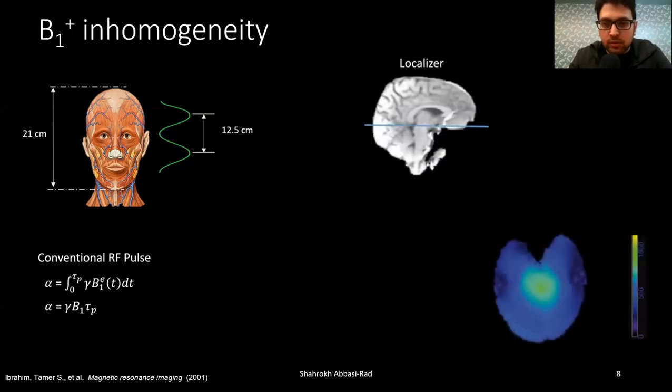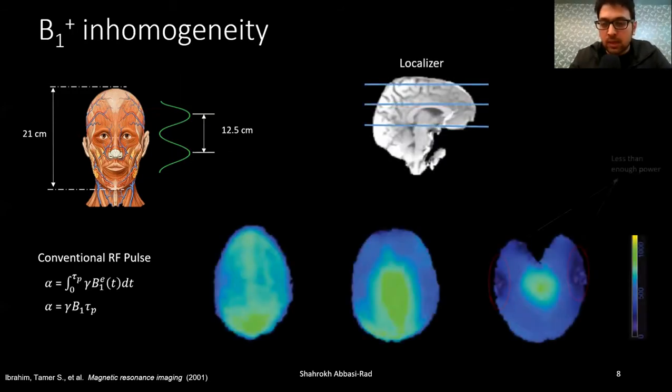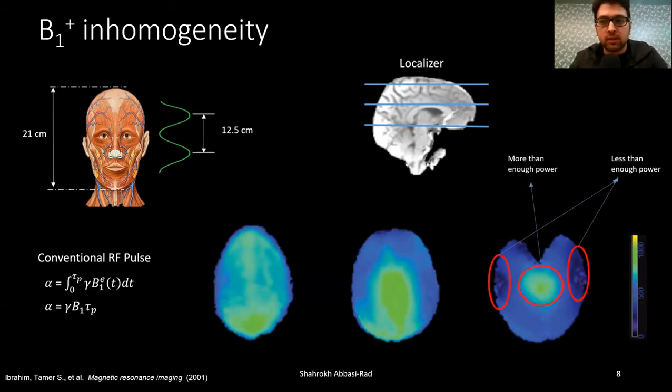And I have provided you with 3 different slices of the B1 map, and you can see at the temporal lobes you have less than enough power. At the center you have more than enough power, and this means non-uniform transmission of the RF pulse, means non-uniform inversion, means non-uniform CSF suppression, and means low image quality.